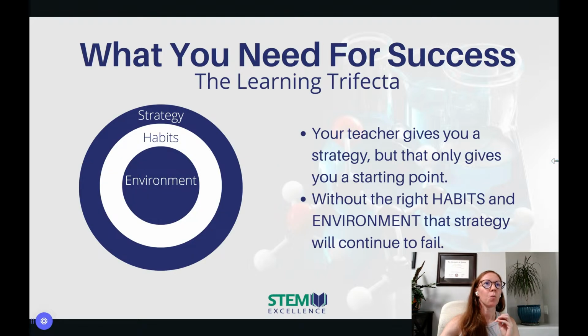So whenever you want to succeed in any class, could be chemistry, could be anything else, you really need 3 different areas to come together. I like to call it the learning trifecta. You want to have an environment, you want to have habits, and you want to have strategy. Your strategy generally is what your teacher gives you. So that's great. You don't have to worry about developing that necessarily. But without the right habits and the right environment, that strategy will continue to fail.